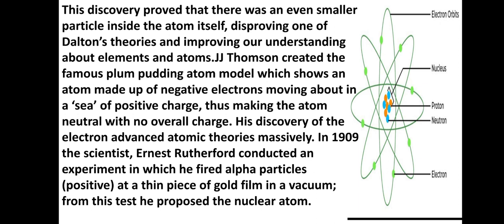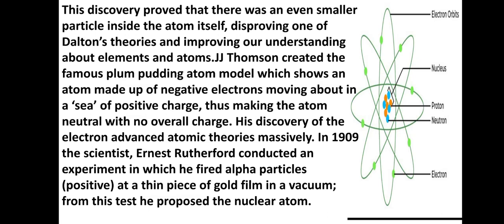J.J. Thomson created the famous plum pudding atom model, which shows an atom made up of negative electrons moving about in a sea of positive charge, thus making the atom neutral with no overall charge. His discovery of the electron advanced atomic theories massively.